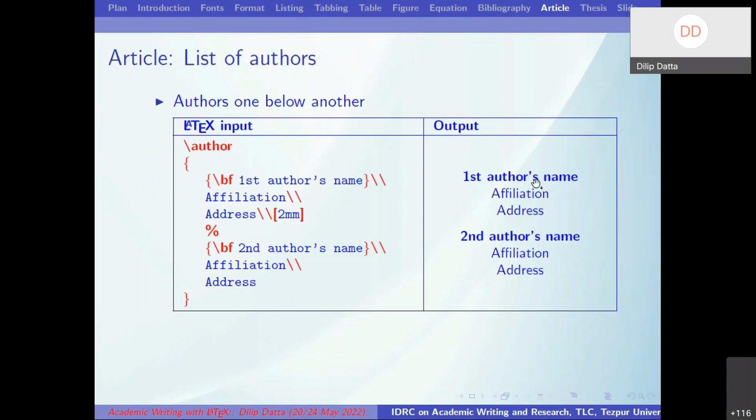Say first author's name, I have shown to write here in bold. Then affiliation, what is this affiliation? Say Tezpur University. Then it is written. Then the second author, who is the second author, what is his affiliation or address. So the authors list can be produced in this way also.